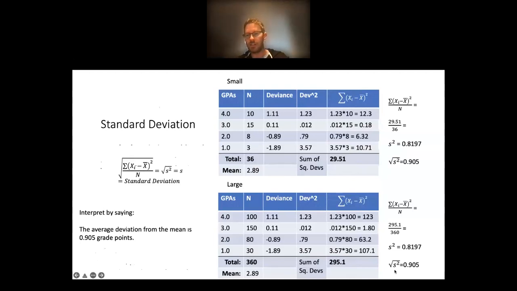Here is an example of what is going on with the standard deviation. I will let you pause this and read through this. In this case, we're studying GPA, and the standard deviation comes out to 0.905, and so the average deviation from the mean is about 0.905 grade points. That means the average case is about 0.905 points away from the mean.